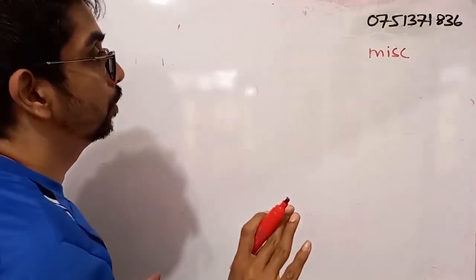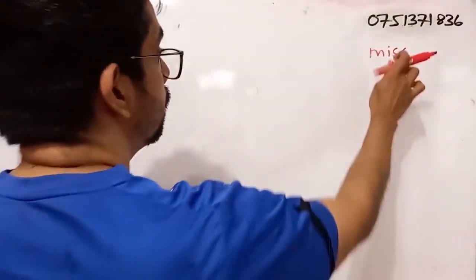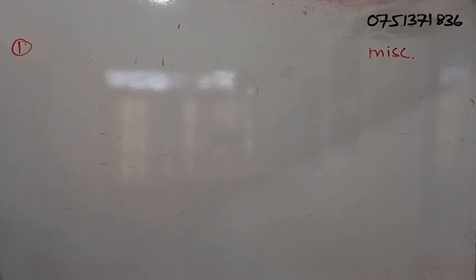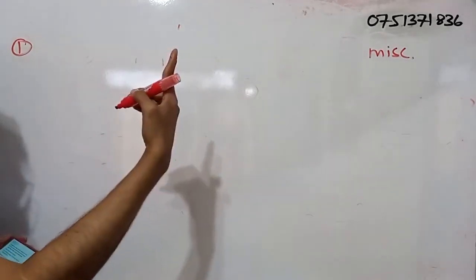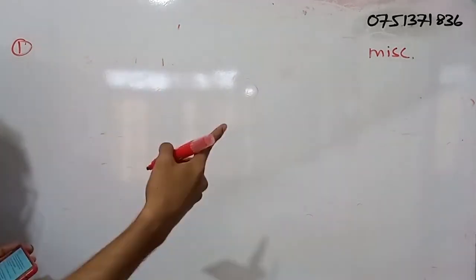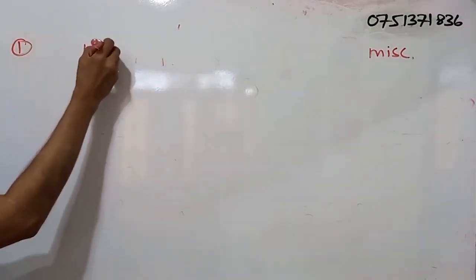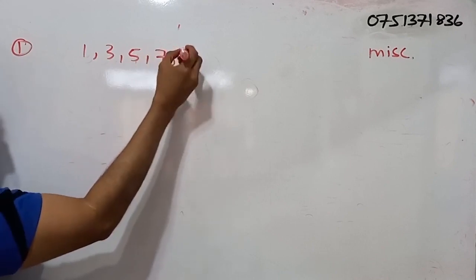Right. Grade 8, first lesson, number patterns, miscellaneous questions. Question number 1. In the pattern of odd numbers starting from 1, commencing from the first term, if the first 2 terms, then the first 3 terms, then the first 4 terms are added and continued accordingly, a special type of numbers is obtained. So first of all, we will write down the number pattern. Here they are talking about odd numbers starting from 1, written in ascending order. So 1, 3, 5, 7, 9.